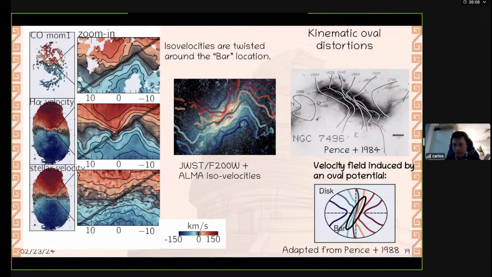But this has been observed before in HI data, and since 1984 we know how gas behaves in the presence of a bar-like distortion. So here I show you a cartoon of how the velocity field of a barred galaxy behaves in the presence of a bar. Basically, all the isovelocities tend to align along the bar position angle, right? And this is clearly observed in these cases. There is some sort of distortion that might be associated to the bar, and all these isovelocities are sort of aligned to the bar position angle.